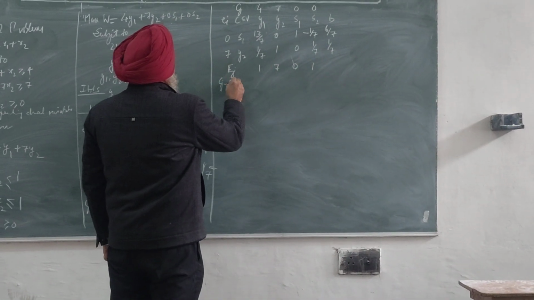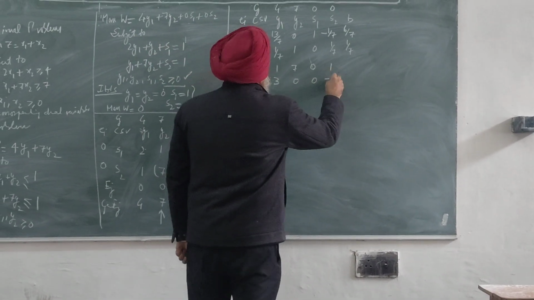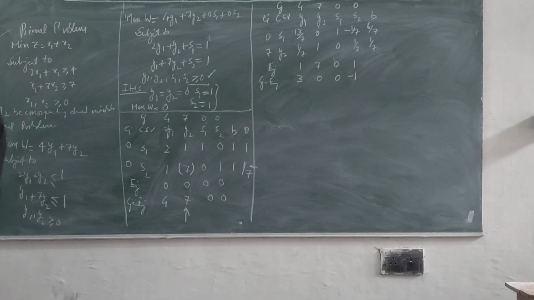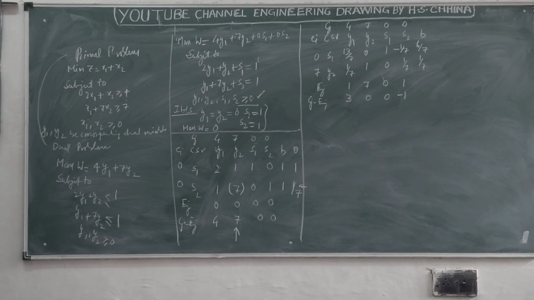So Cj minus Ej. Here it is 3, here it is 0, here it is 0, here it is minus 1. Anybody having any doubt so far?